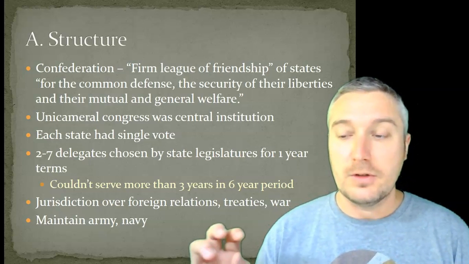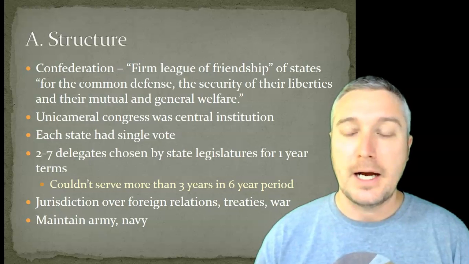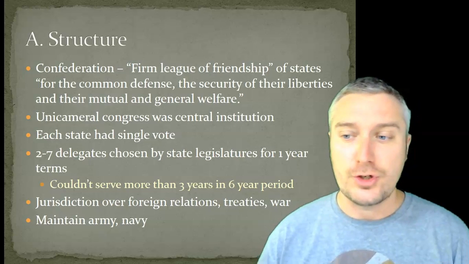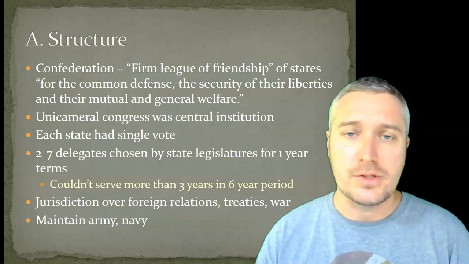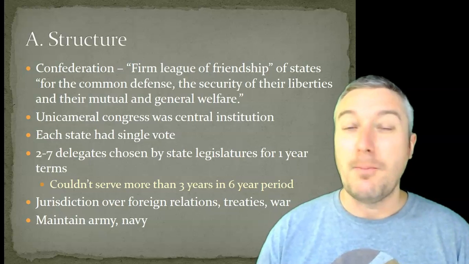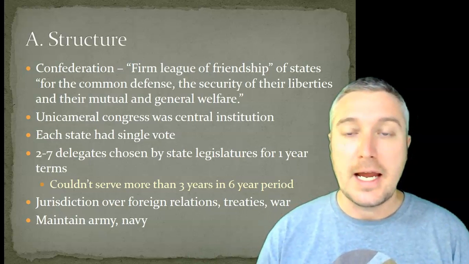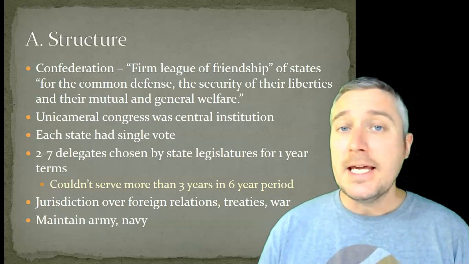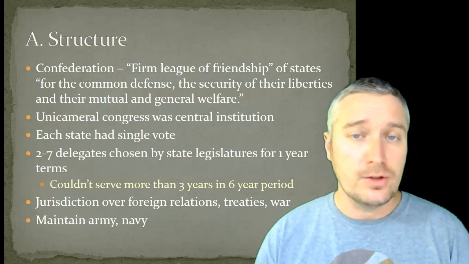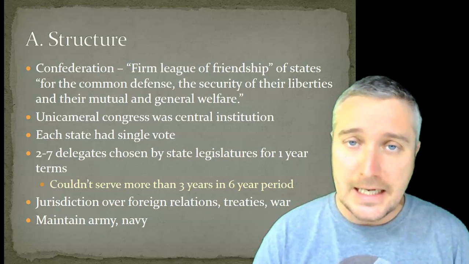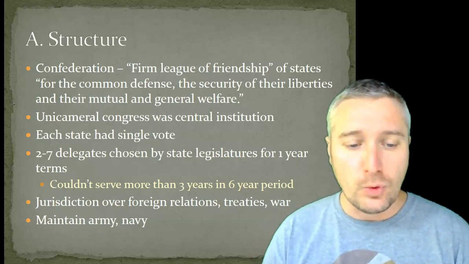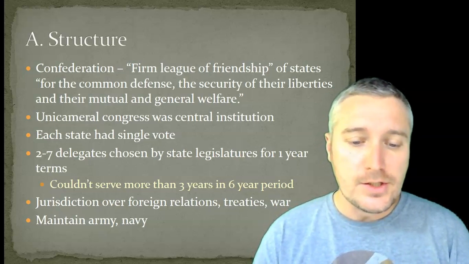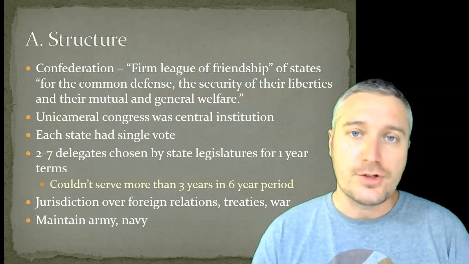The unicameral Congress. We talked in our crash course about being a bicameral Congress, how in the Constitution it's set up to where we have two houses of Congress. Well, the Articles set up one house of Congress, a big difference from what would come later on. Each state that participated would have a singular vote, regardless of size. Each state would have an equal vote.